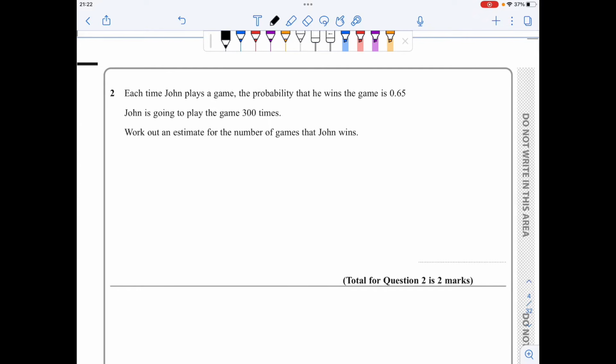For question 2, I'll just multiply 300, which is the times the game will be played, times 0.65, which is the probability of a win. This will give me 195, which is my final answer.